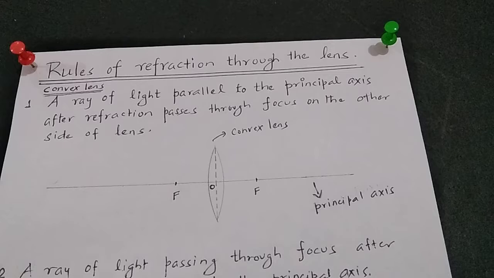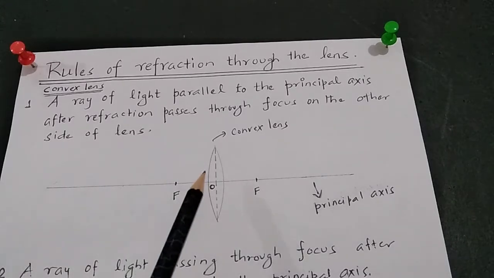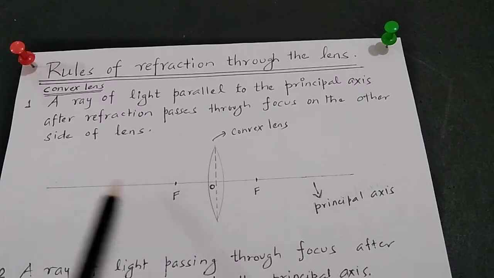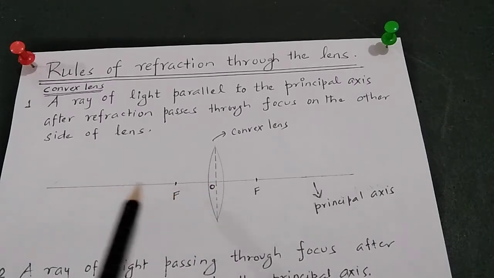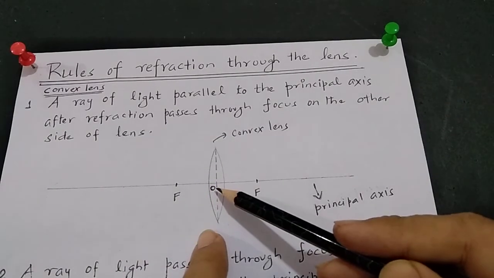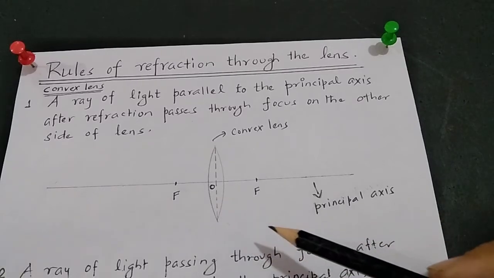Let's take the convex lens first. This one is the convex lens, and you can see this straight line passing through the optical center of the lens. This O is the optical center. Here the point lies inside the lens. Here focus F is on either side of the lens.